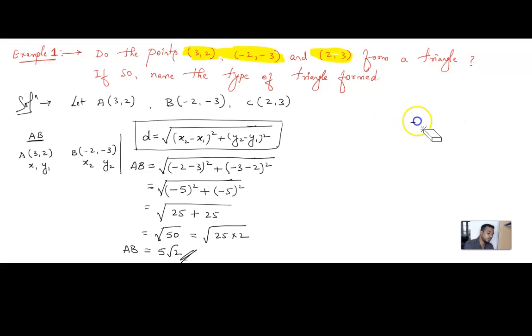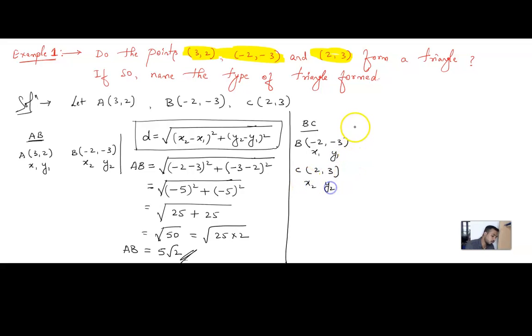Any doubts? Now what I am doing, I am solving here next to this solution, but you can solve below this in your worksheet. Now I am going to find the distance between B and C, that is BC. What are the coordinates of B? The coordinates of B is minus 2 comma minus 3. What is the coordinates of C? That is 2 comma 3. Always the first coordinates will be x1 y1 and second coordinates will be x2 y2. So this is my data. Again, you no need to write the formula, just solve directly.